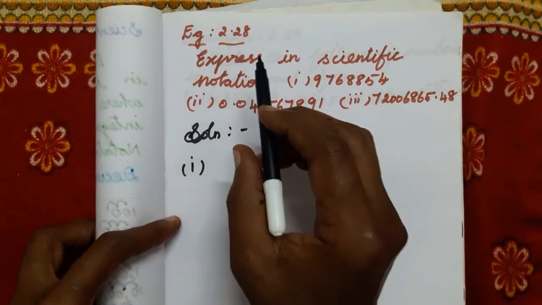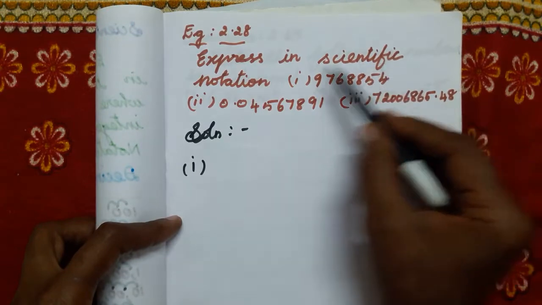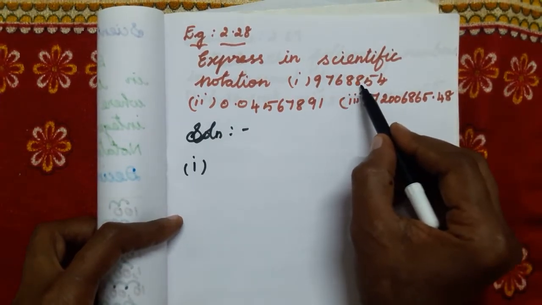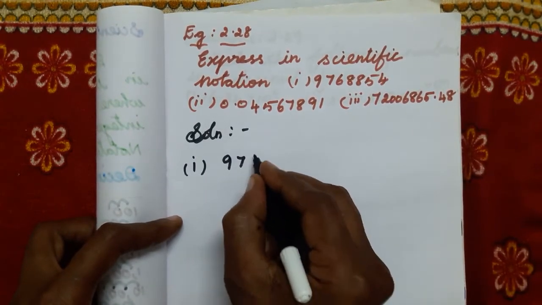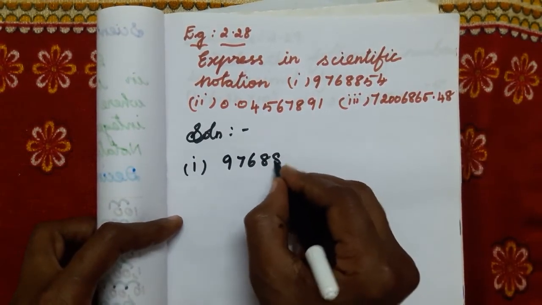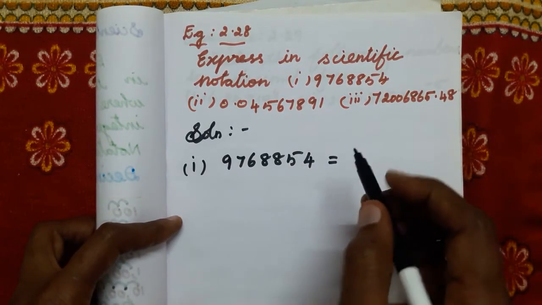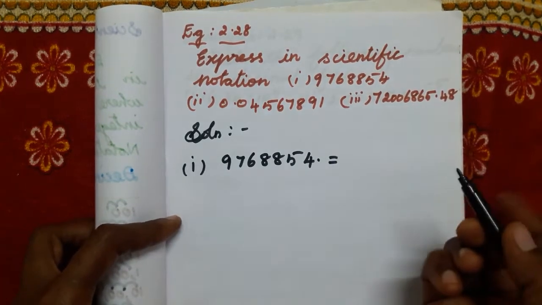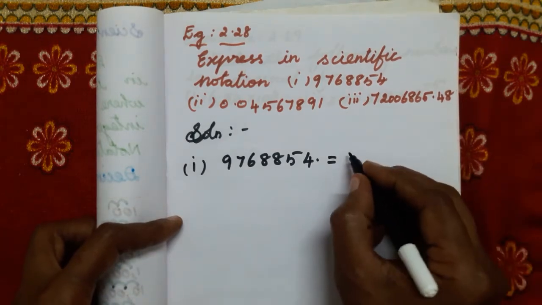Now I am going to explain example 2.28. Express in scientific notation 9768854. We have to write this number in scientific notation. Now where is the decimal point? Here is the point. So first what you have to write?